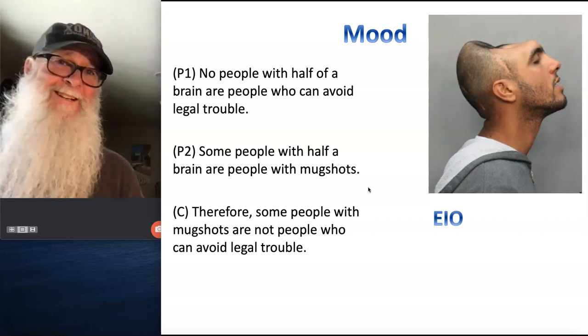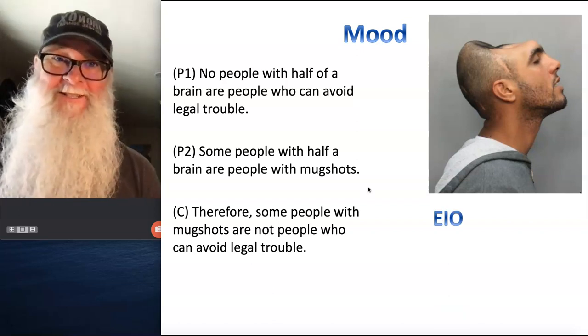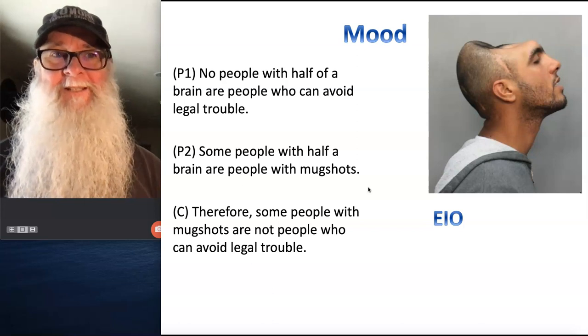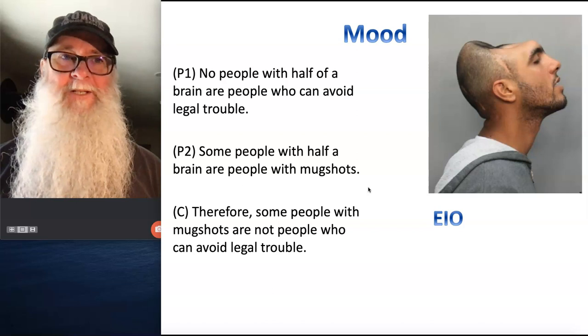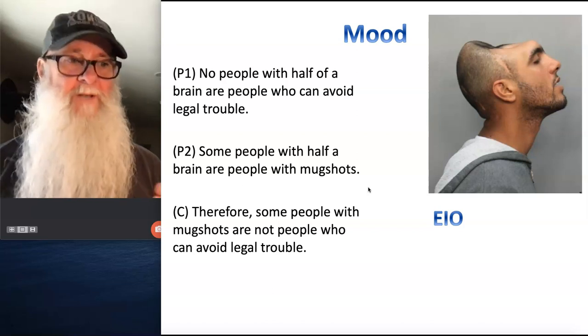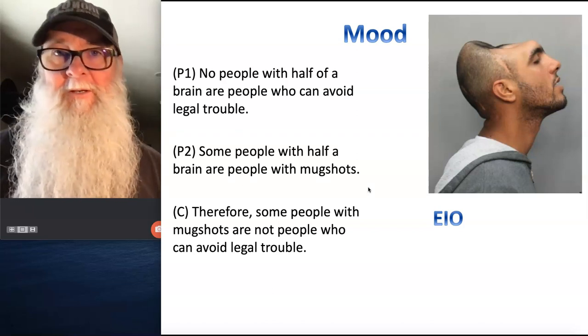Did you say E-I-O? Because if you did, you're smarter than this guy. And just because people ask, yes, this is a real mugshot of a real person who suffered some sort of traumatic injury possibly, or not possibly, obviously. And he's from Florida, of course.